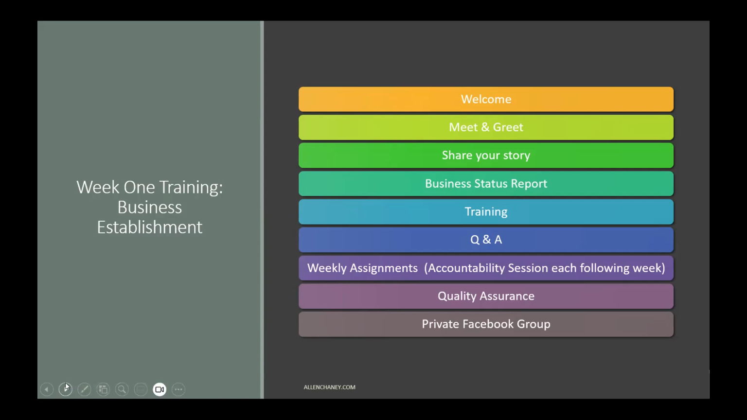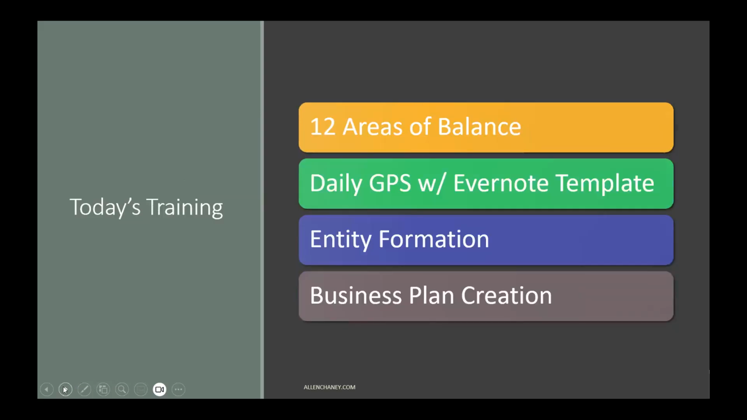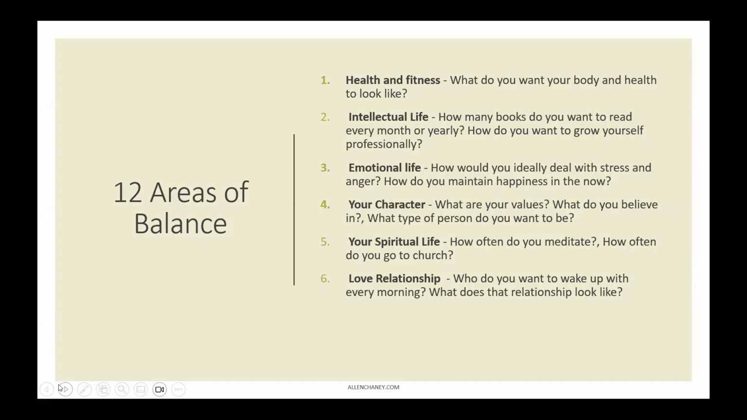Okay. So usually how we do this, since you've kind of established things already, I don't know what you need at this point, but we go through this. I cover what I call the 12 areas of balance, the daily GPS, and then we'll get into entity formation and business plan creation. The 12 areas of balance is kind of some personal stuff, right? I always like to cover this in the beginning because a lot of times when we set ourselves out to do business or get into entrepreneurship, we don't really have our priorities together.